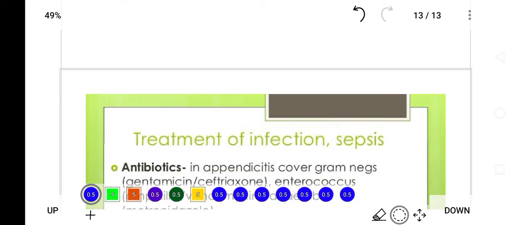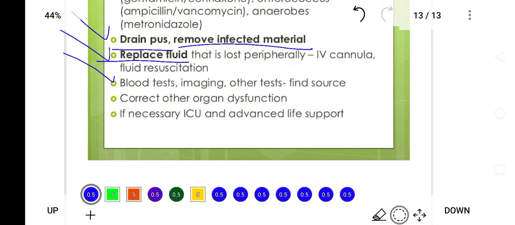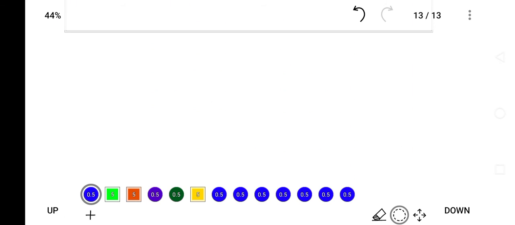Antibiotics will be given, pus drained if there is pus, infected material removed, and fluid replaced, such as normal saline. Blood testing and imaging should be performed in order to correct any kind of dysfunction. So appendicitis is treated according to this.